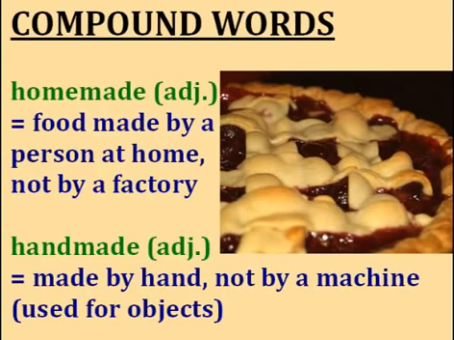Similar to that is handmade, which describes something made by hand, not by a machine. For example, if you make your own clothing, then your clothes are handmade. The difference is that we usually use homemade for food and handmade for objects, again like clothing or decorative objects made by hand.